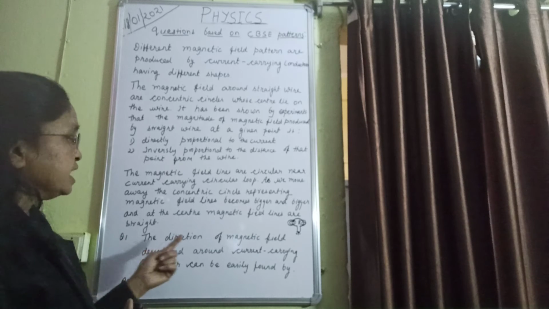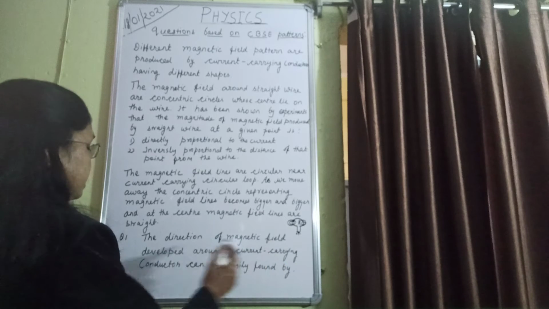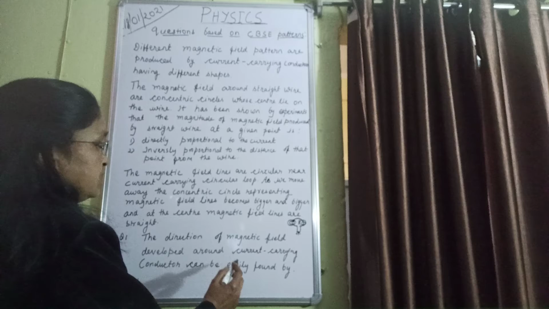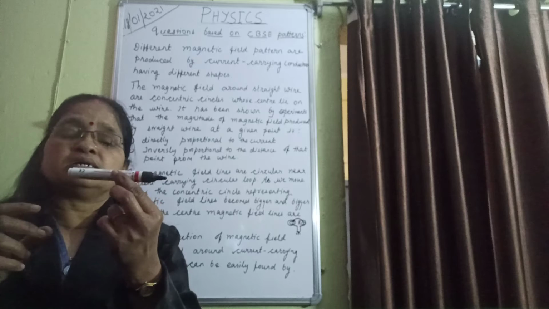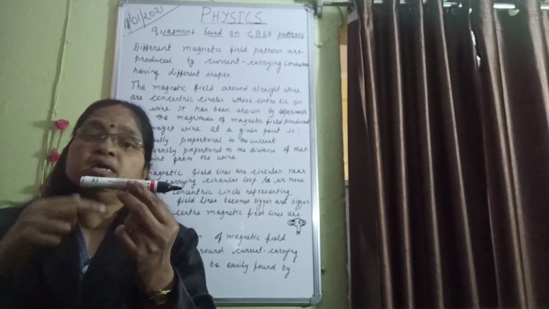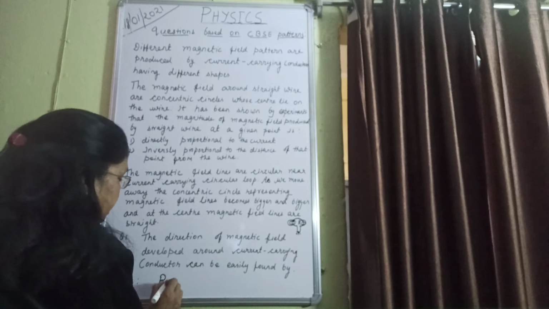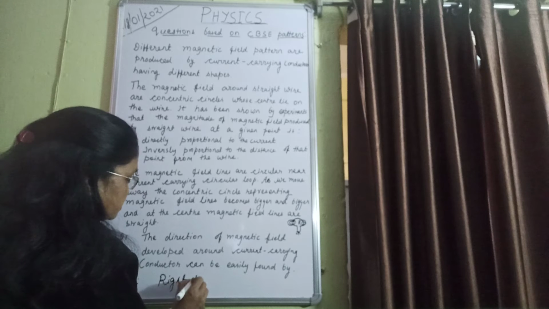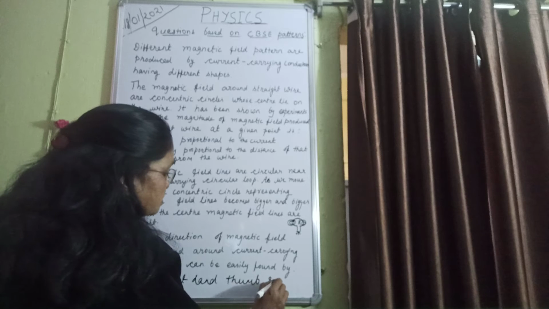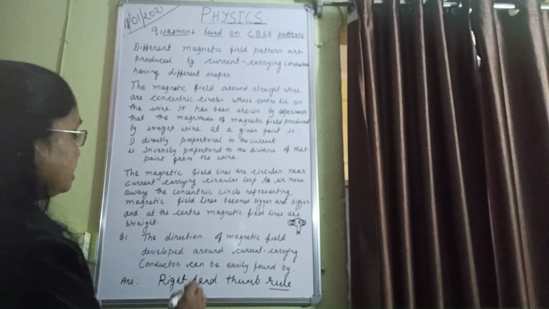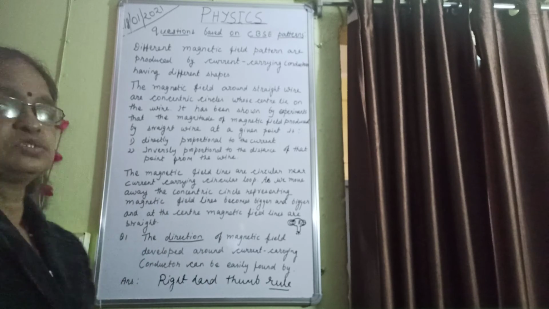Question number 1. The direction of magnetic field developed around a current carrying conductor can be easily found by. So if it is a straight wire and current carrying conductor, it is found by which rule? Right hand thumb rule. So the answer will be right hand thumb rule, because by this rule only we are able to find out the direction. See the next question.